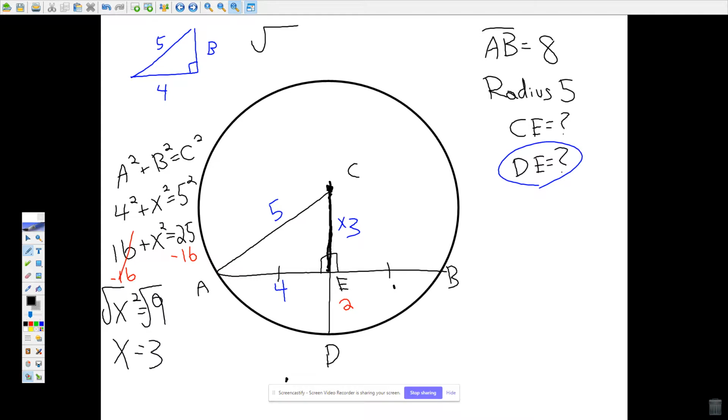Now, sometimes it also might ask you what the length of ED is. Well, if you know the radius is 5, which we do, right? They told us the radius was 5, all the radiuses are equal. If the radius is 5 and this little length here is 3, then this piece has to be 2 because 2 plus 3 is 5.